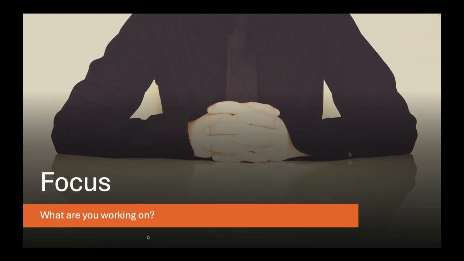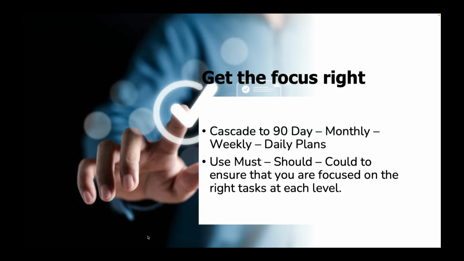All right, so the three keywords: focus, discipline, control. The first one is focus, and that's about making sure you're working on the things that matter. And there are a couple of things to do here, which is to cascade your 90-day plan. We've already gone from an annual operating plan to a 90-day plan. I would encourage you to then go, all right, so what, and you can use the same template if you like, but what does my monthly plan look like? If that's what I want to do in 90 days, what are the priorities for the next month?